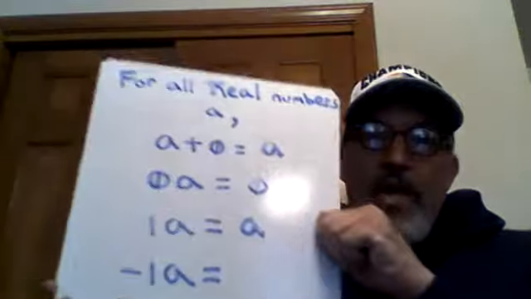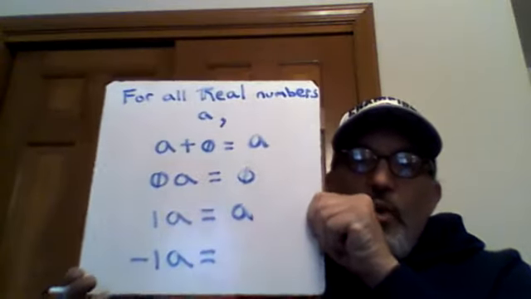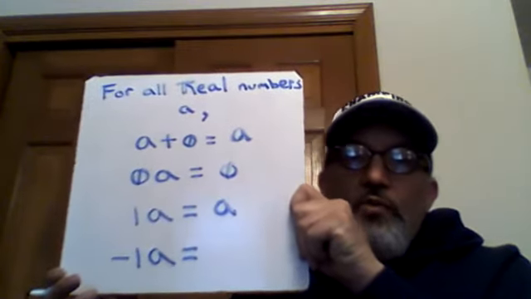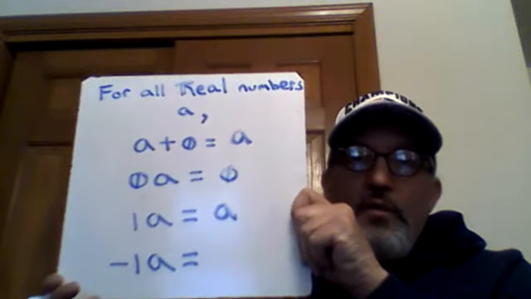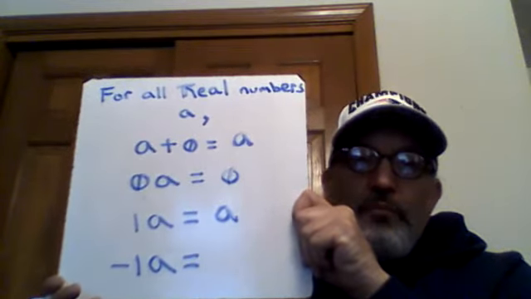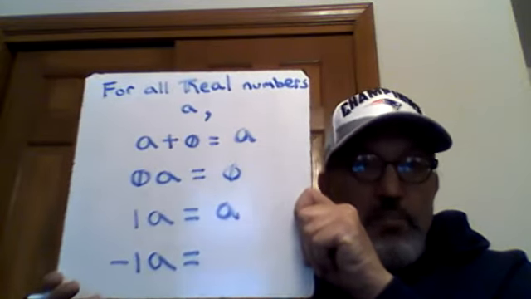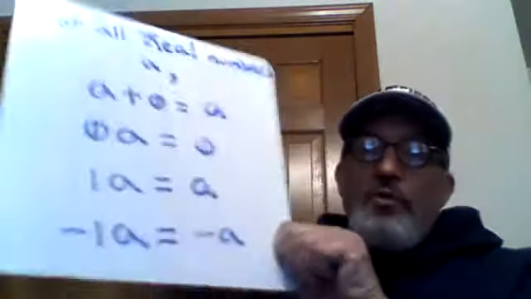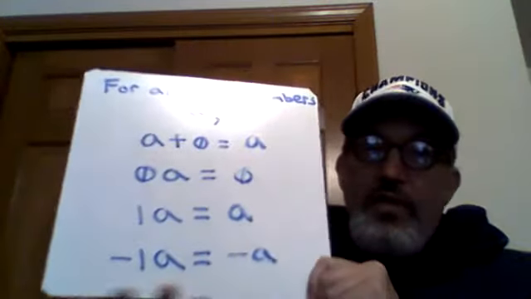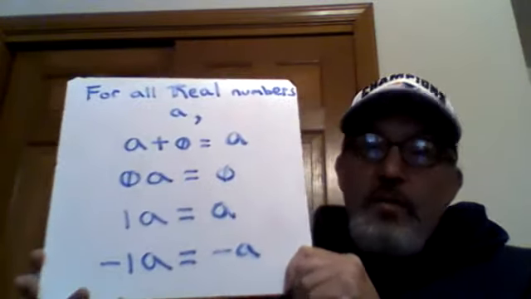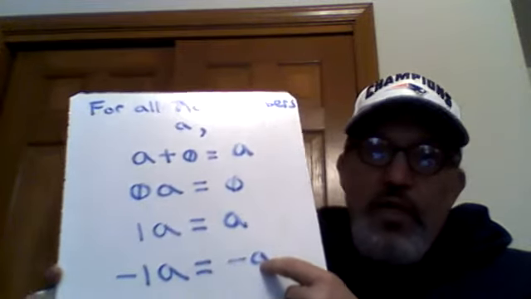Now I'd like you to guess at what you think. Take a few seconds, pause if necessary. What do you think negative 1 times A is going to be? Did you say negative A? Did you think it might be negative A? That's it. An A with a minus sign in front of it. I intentionally said negative A there, and that's not wrong to say that, but this also means the opposite of A.